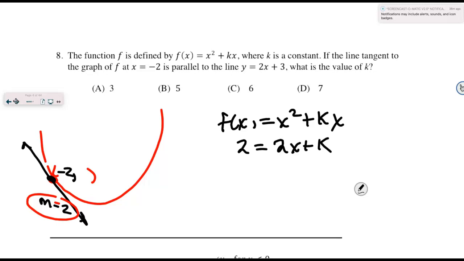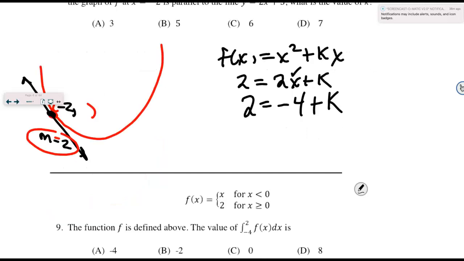And it says I have to get the k value. So what am I going to plug in right here? Y. It's on both of them, correct? It's the tangent line. So I'd have 2 equals -4 plus k. Who's my k? Who got it? All right? Now again, they're getting a little trickier, right?